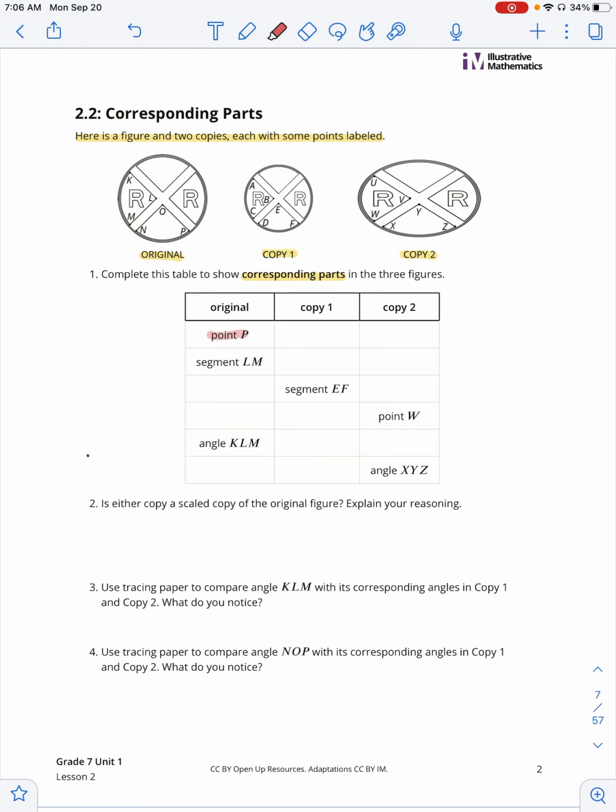Here we have point P, and in the original copy we see point P is right here in the corner. So the corresponding point P would be in the same location in copy 1 and the same location in copy 2. So I can go ahead and write in my table that in copy 1, point P is the same thing as point F, and by the same thing I mean corresponding. And in copy 2, point P corresponds to point Z.